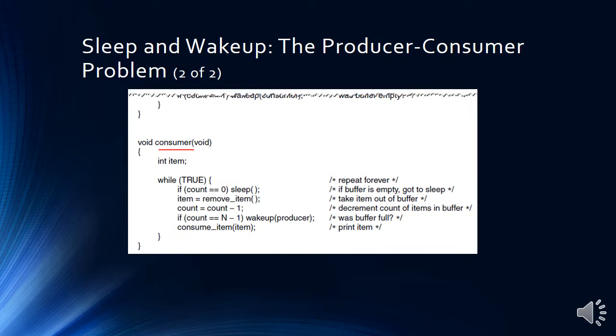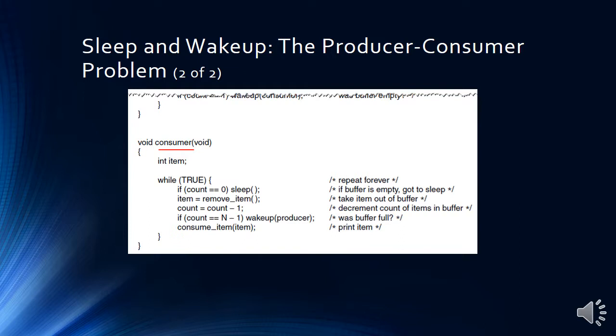It is also possible to generalize the problem to have m producers and n consumers, but we will consider only the case of one producer and one consumer, because this assumption simplifies the solutions. Trouble arises when the producer wants to put a new item in the buffer, but it is already full. The solution is for the producer to go to sleep, to be awakened when the consumer has removed one or more items. Similarly, if the consumer wants to remove an item from the buffer and sees that the buffer is empty, it goes to sleep until the producer puts something in the buffer and wakes it up.